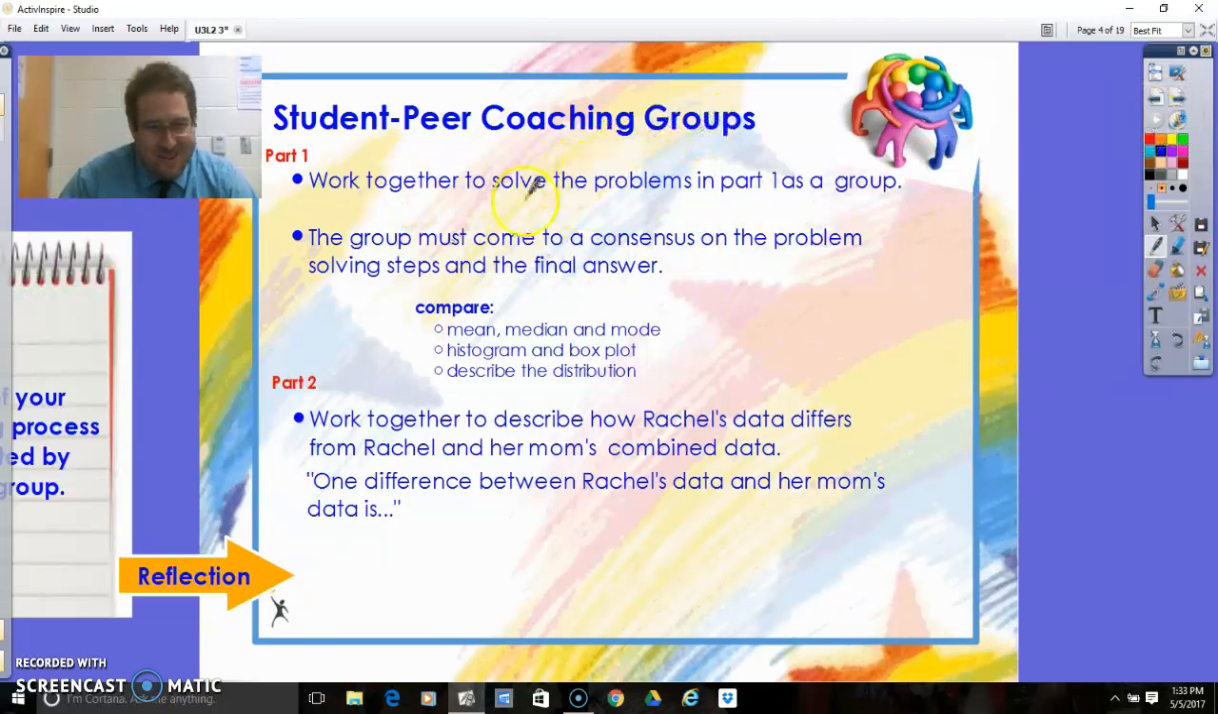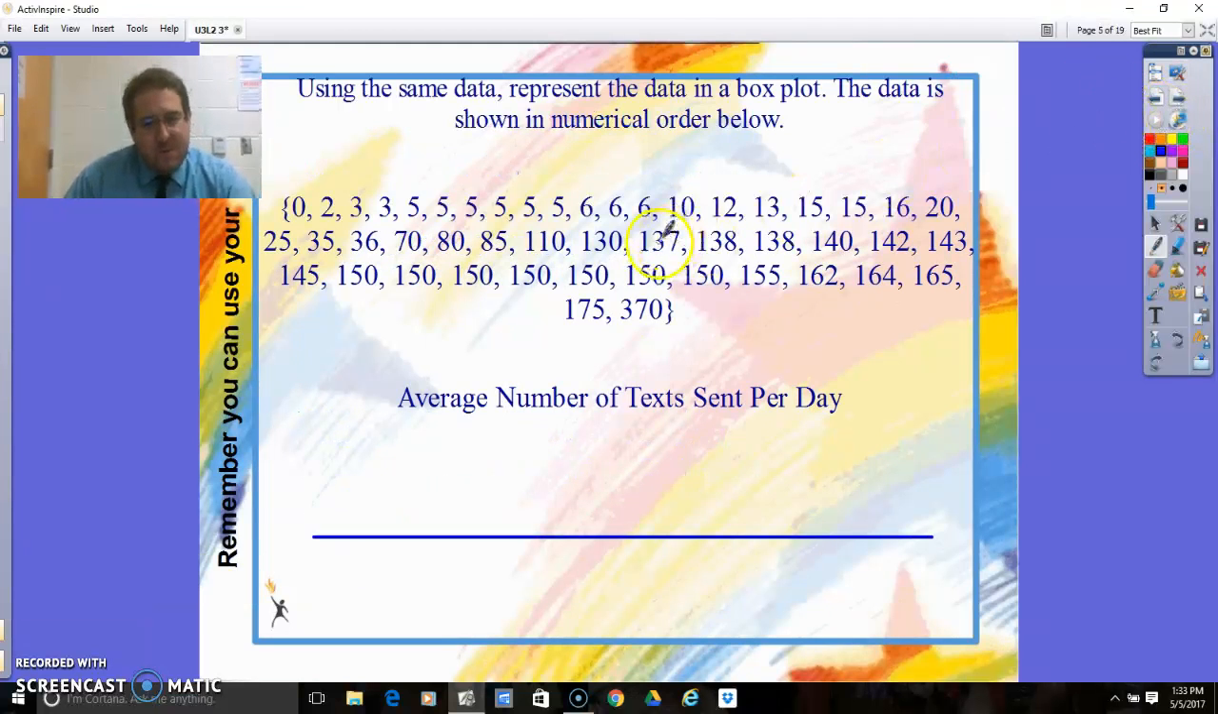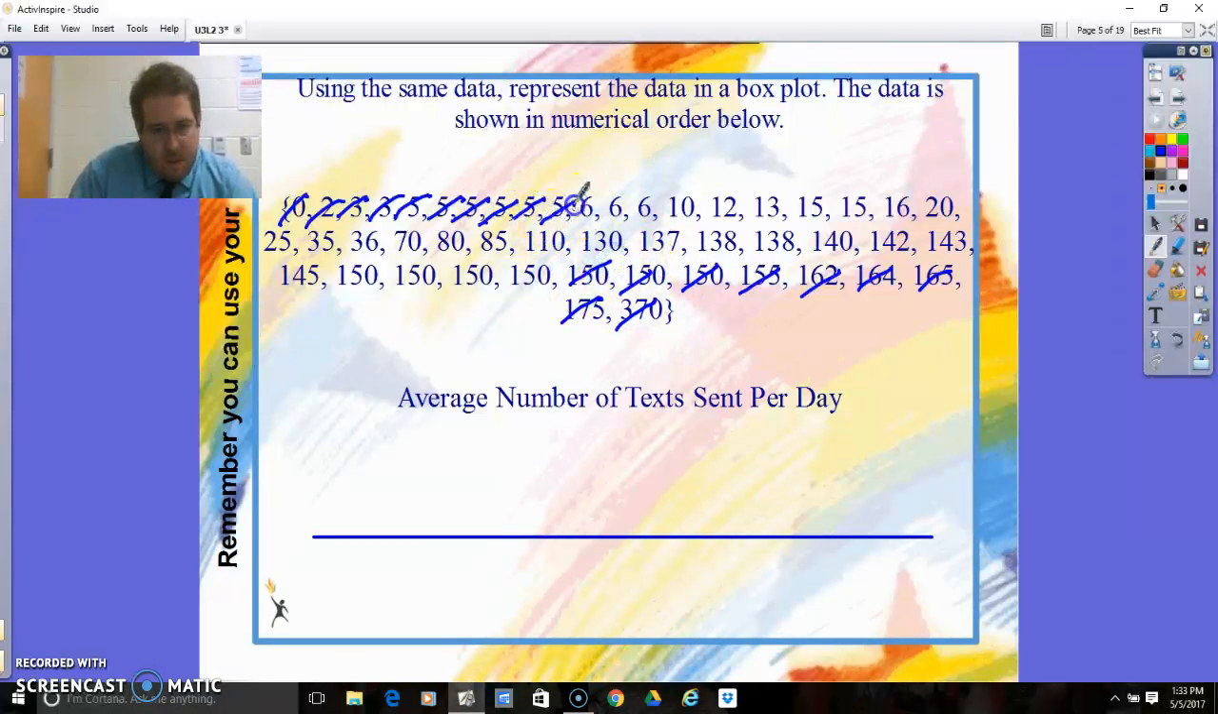Student peer coaching groups. So this is the way this part is going to go, there's part 1 and part 2. So the first one we're going to start off with is making a box plot. And the way you make a box plot is you find the median of the data. So cross off lowest, highest, lowest, highest. Yes, I know there is a lot of pieces of data, so I'm going to have to cross off a lot of numbers here. Lowest, highest, and just keep doing this until you find the one number that's in the middle. Now, once you find that one number in the middle, that's your median. And what you're going to do after that is you're going to then find your 2 quartiles.